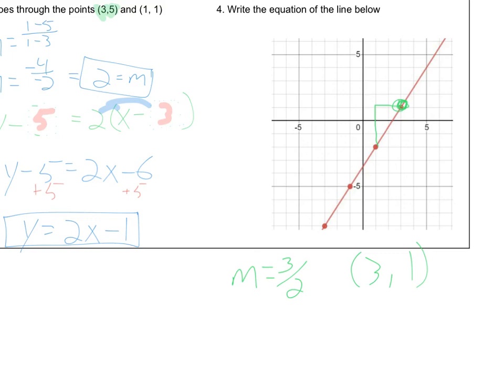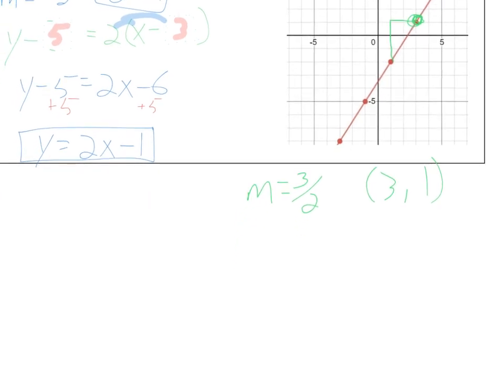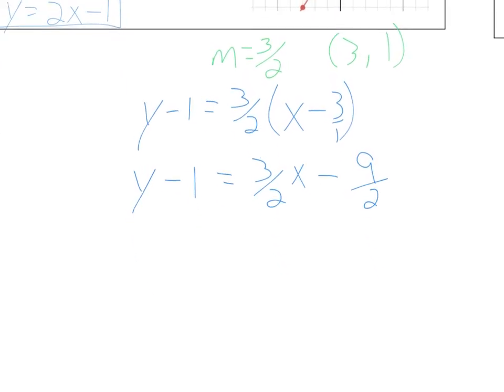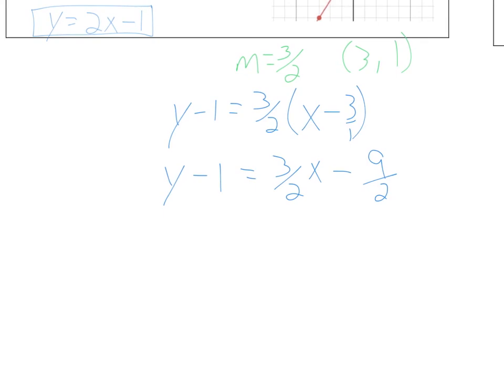So now we'll take this information, we'll throw it into point slope form. I've got y minus my y1, in this case 1, equals m, 3/2, times the quantity x minus x1, in this case x1 was 3. We'll distribute on the right-hand side. So this will be 3/2 x minus, well 3 is technically a 3 over 1, so 3 times 3 is 9, over 2 times 1 is 2, so 9/2. And then I need to add 1 to the other side.